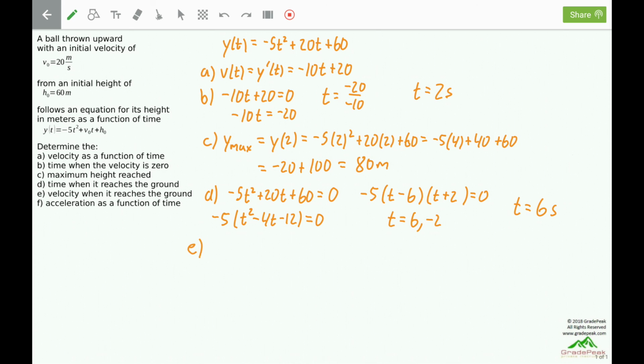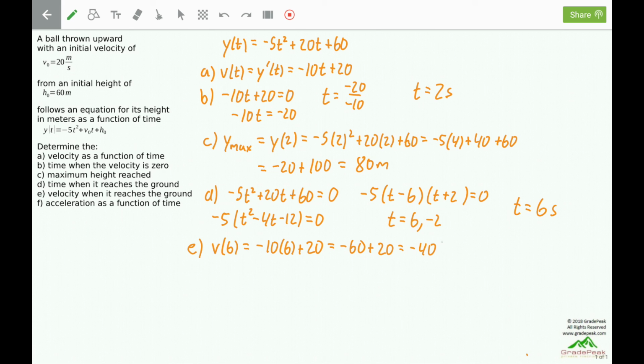For part E, we want to know the velocity when it reaches the ground, so we can evaluate the velocity at that time of 6 seconds, v of 6. The velocity function of t we have up at part A. Plugging a 6 in there will give us negative 10 times 6 plus 20. Negative 10 times 6 is negative 60 plus 20. Negative 60 plus 20 is negative 40.